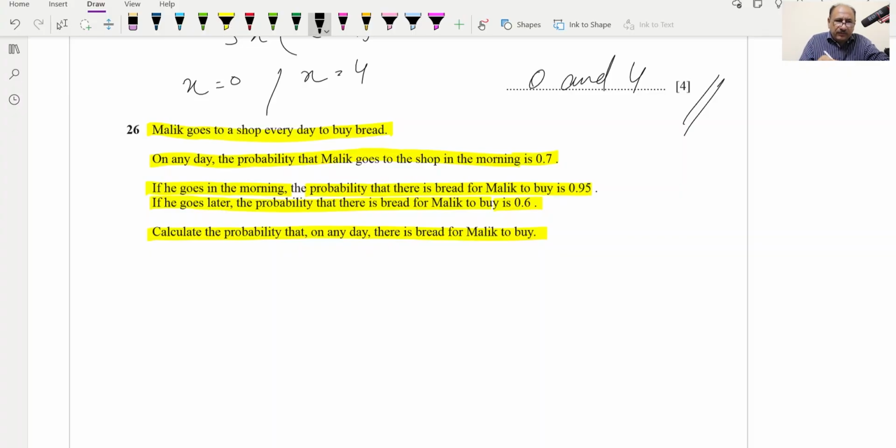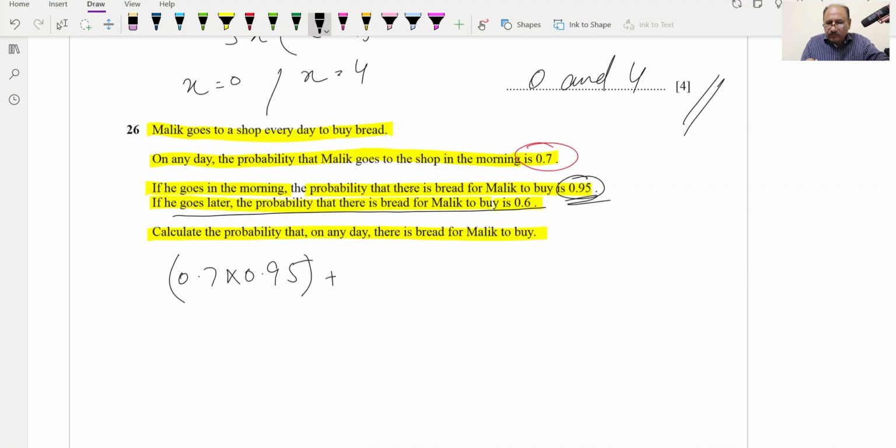So there is bread will be what? We will take 0.7, and the probability for this will be 0.95, so this will be multiplied by 0.95. Plus the other chance will be this one: he goes later, and the probability there is bread for Malik to buy is 0.6. So other days will be 1 minus 0.7, when he is not going in the morning but going later, and this will be multiplied by this probability 0.6.